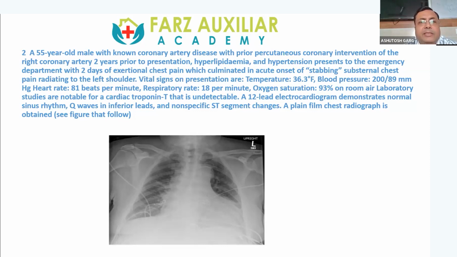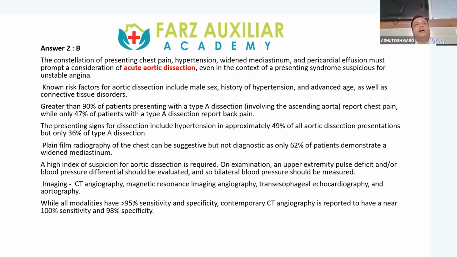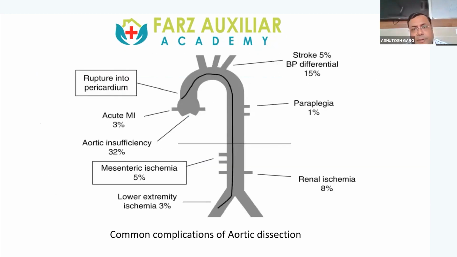is high, and MI is not favorable because the cardiac troponin is undetectable, with non-specific ST segment changes. So the most likely diagnosis in this scenario is acute aortic dissection, and for that purpose you will go for the CT chest. So pain, hypertension, widened mediastinum, and pericardial effusion must prompt a consideration of acute aortic dissection. Okay. So I'm not going into much detail of this aortic dissection because this is a very high-yield topic of the exam.